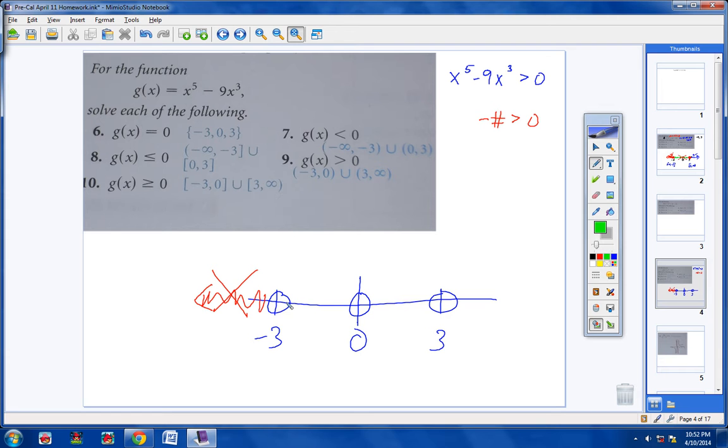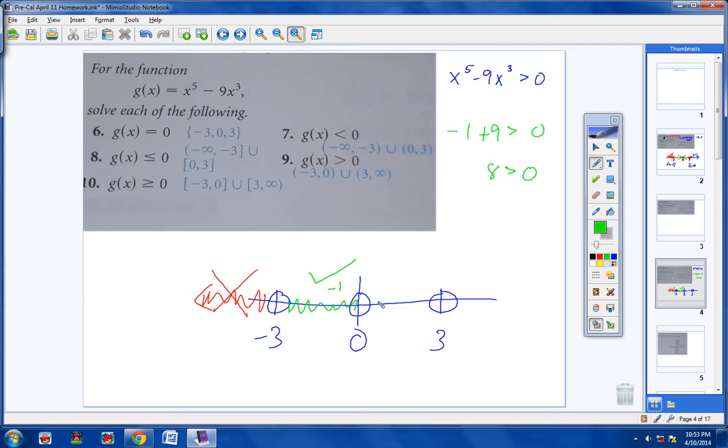Now let's go ahead and try this region right here. I guess the easiest number to test would be a -1. Okay, so let's test -1. If we take -1 to the 5th power, we will get a -1. -1 to the 3rd power is a -1 times a -9 is a +9. And so we end up with 8 is greater than 0, which is true. So this section right here does check.